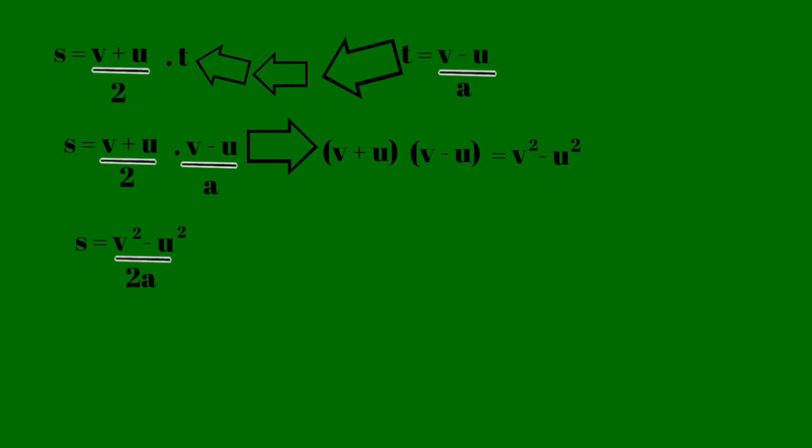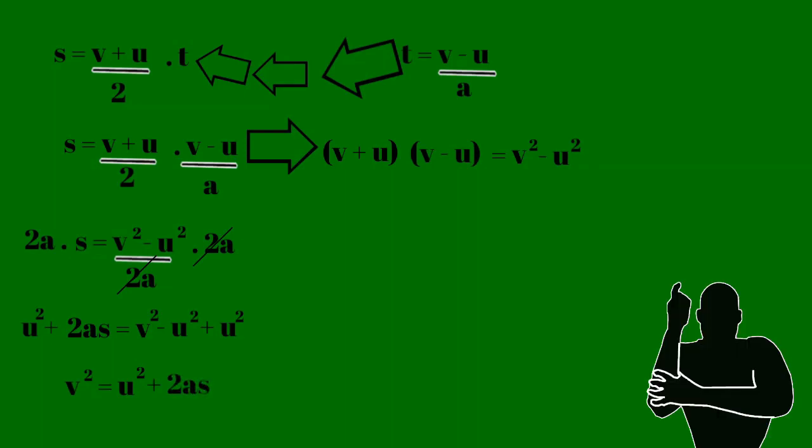Now, we need to make v squared the subject of the formula. We'll start by multiplying both sides by 2a. The 2a's on the right side of the equation cancel and we're left with 2as is equal to v squared minus u squared. Now we'll add u squared to both sides. The u squareds on the right side of the equation cancel and we're left with v squared is equal to u squared plus 2as. And now you can see we have arrived at the final equation. This can be useful when solving problems when time is not given.